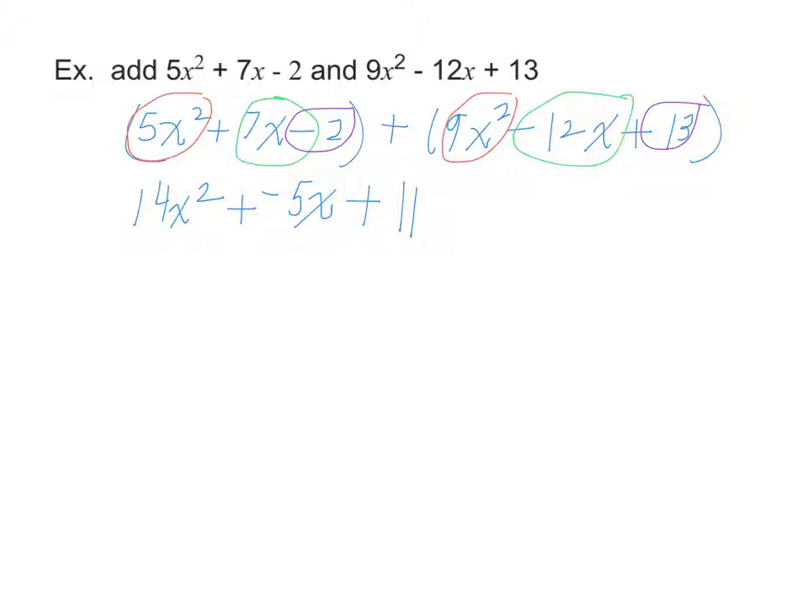At this point, I'm done. The polynomial answer is 14x squared plus a negative 5x plus 11. Even though these are x's, they're not like terms, so we can't combine them together.